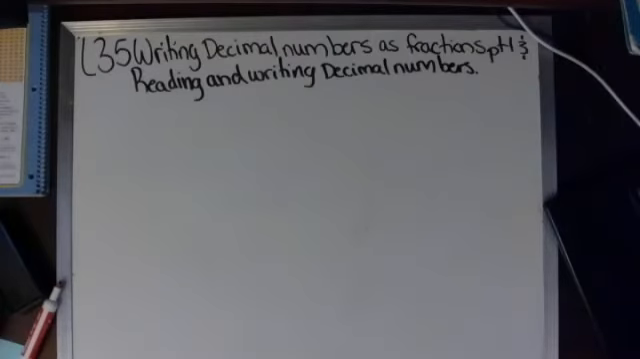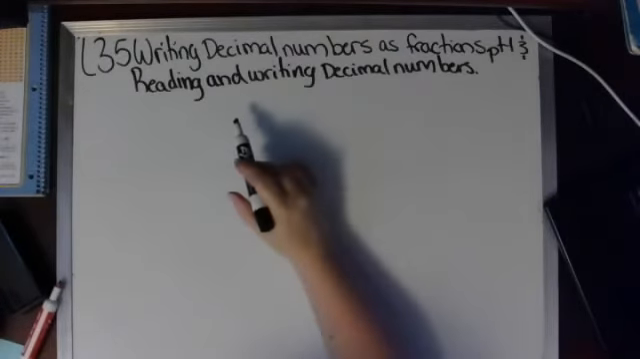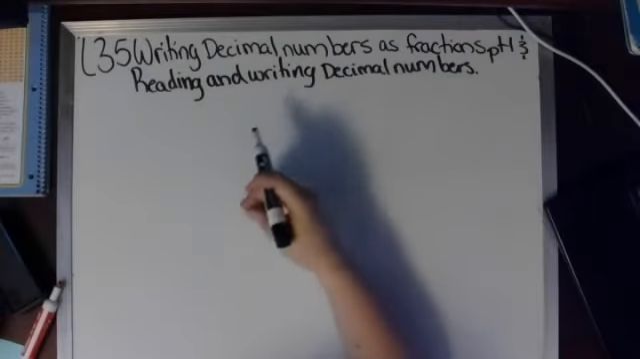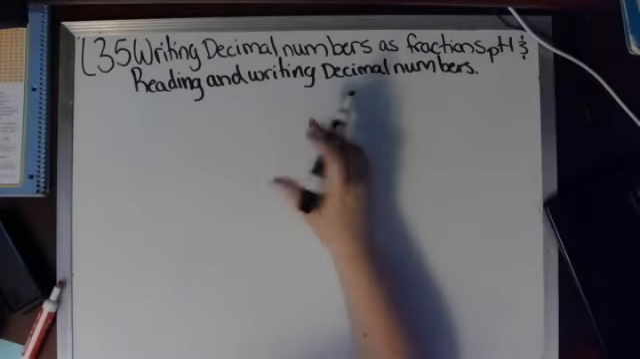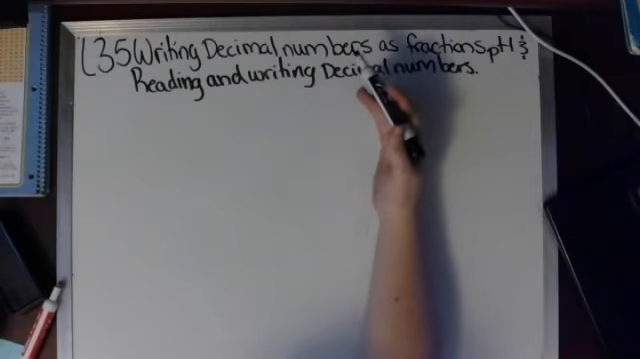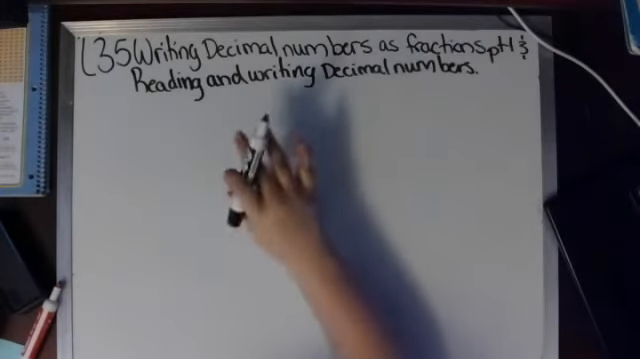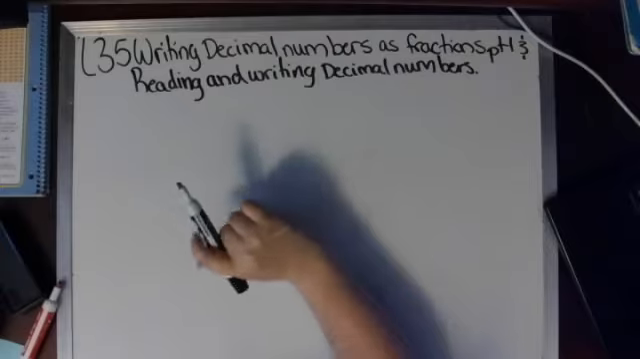This is lesson 35 for course 1, writing decimal numbers as fractions, part 1, and reading and writing decimal numbers. The reason I haven't broken this into 2 lessons is because we have already done reading and writing decimal numbers. This is almost just a little bit of a review, and we will be doing the reading and writing decimal numbers while we're writing decimal numbers as fractions. So we're going to be doing both of them at the same time. That's why I'm not breaking this into 2 lessons.